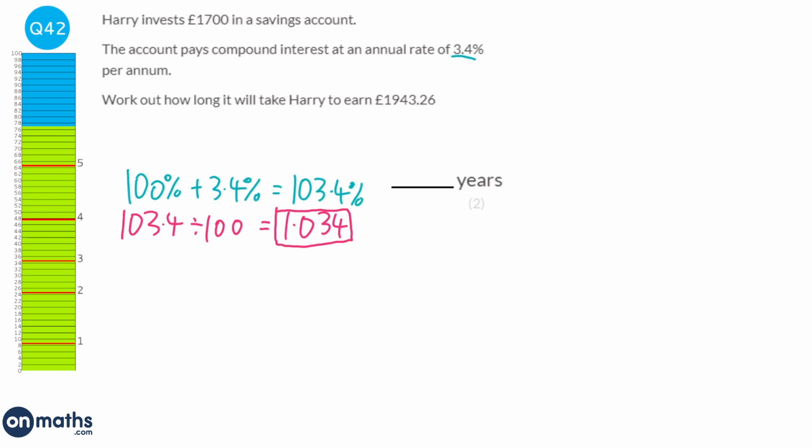So it says that we start off with 1,700. So what we're going to do is type 1,700 into our calculator, then press the equals button. Now what that does is it stores the 1,700 in memory. Then every time we press the ANS button, it's going to remember what the current number is, and we're going to then times that by 1.034.